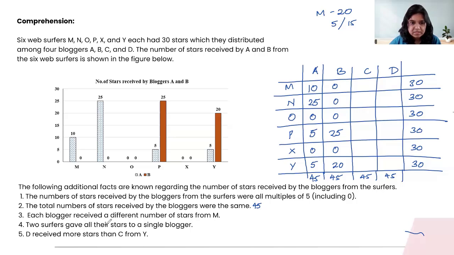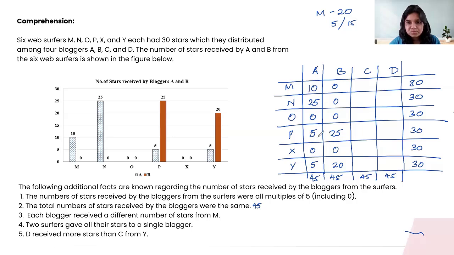Two surfers gave all their stars to a single blogger. Can we figure out who these people are? Now, M has not given all 30 stars to a single blogger. M cannot be that person because M has already given 10 to A, not all 30. N has also given 25 to somebody and then the other 5 should be given to somebody else. O has not yet given any stars. So O could be this blogger, but let's take a look at the rest of them also.